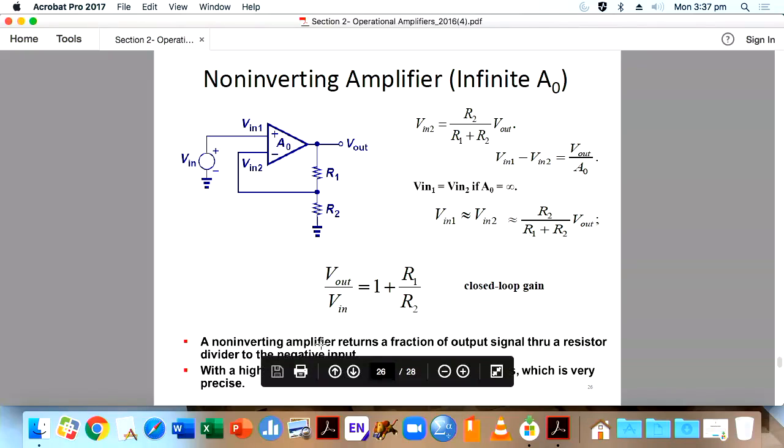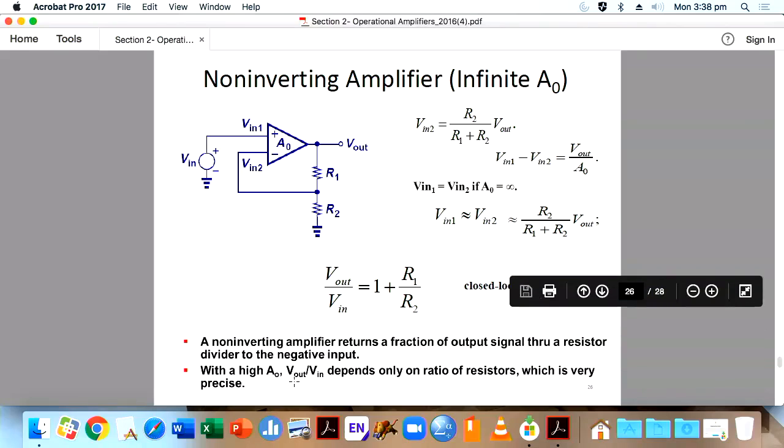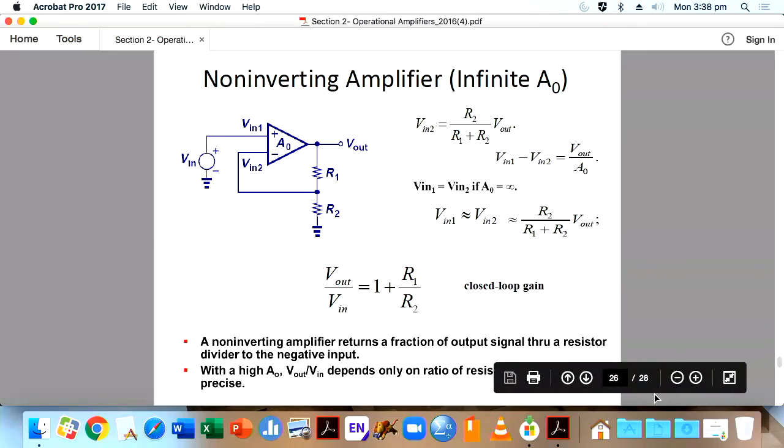A non-inverting amplifier returns a fraction of the output signal through a resistor divider to the negative input. See, that's what is happening. With a high A0, V out by V in depends only on the ratio of resistors, which is very precise. So that's what you are seeing here. V out by V in is called the closed loop gain. Please remember, closed loop gain is equal to 1 plus R1 by R2.